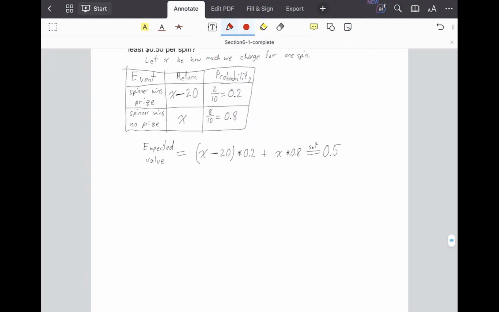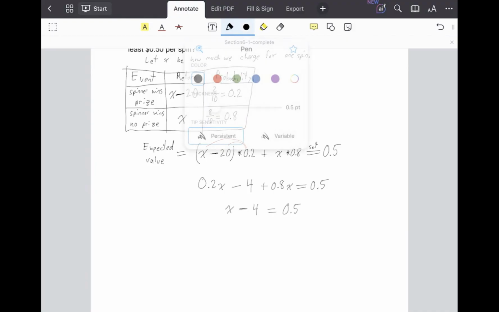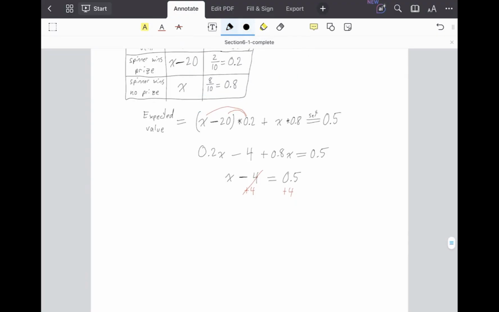Now I've got to remember our algebra. I distribute this out. That gives me 0.2x minus 4 plus 0.8x. That's still equal to 0.5. Combine the 0.2x and the 0.8x, which gives us just x. Then minus 4 equals 0.5. We add 4 to both sides, and we get x equals 4.5.